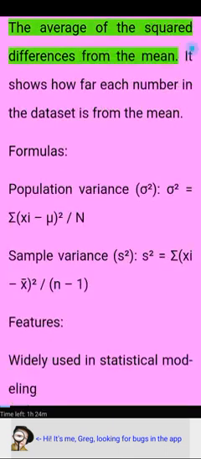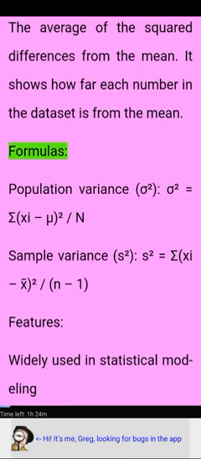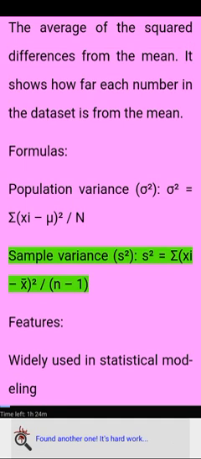4. Variance. Definition: The average of the squared differences from the mean. It shows how far each number in the dataset is from the mean. Formulas: Population variance, sigma squared equals sigma of (x minus mu) squared over n. Sample variance, S squared equals sigma of (x minus x bar) squared over n minus 1.